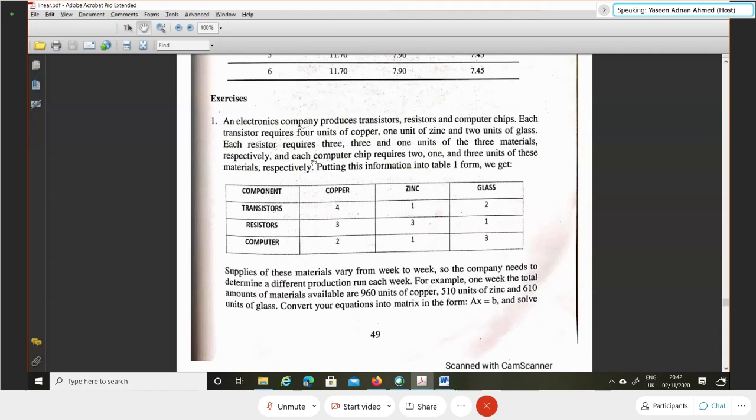So how can you solve it? Convert your equation into Ax equal to B. Okay, right? So these are the coefficients, and these summations are already given.